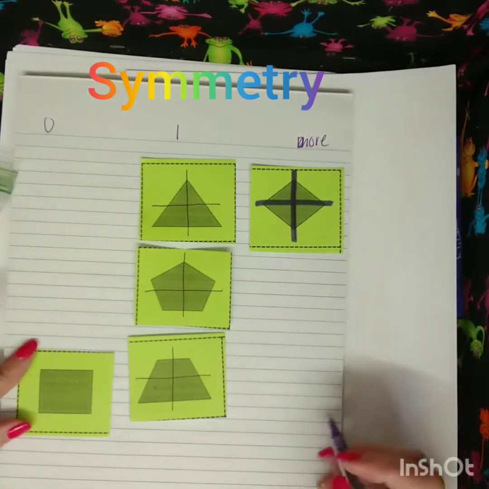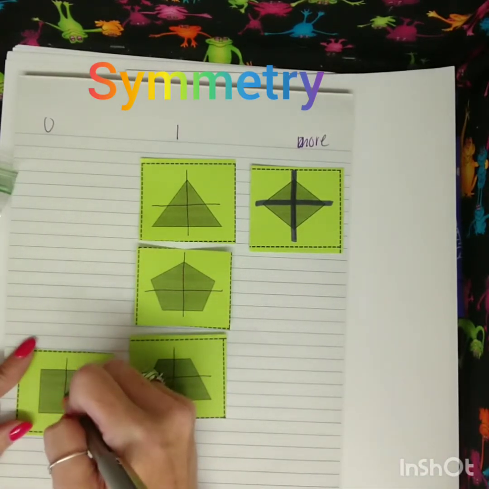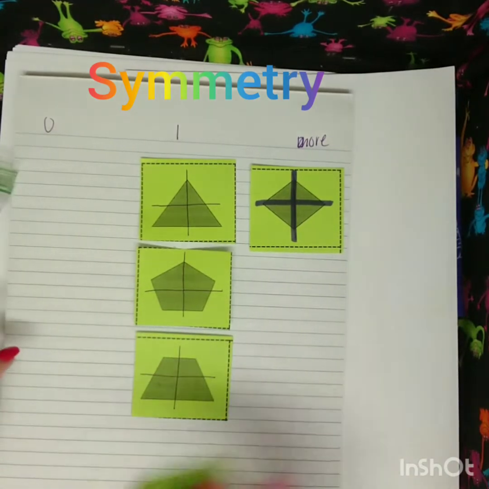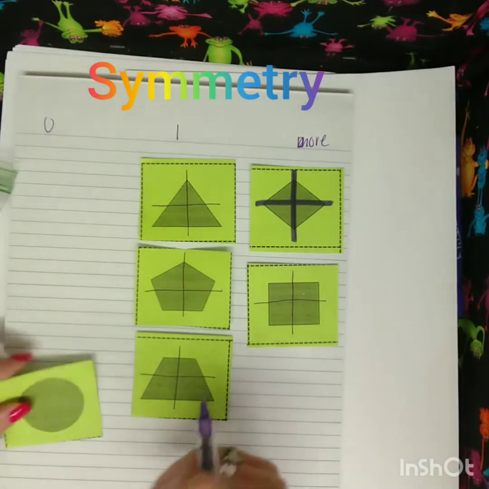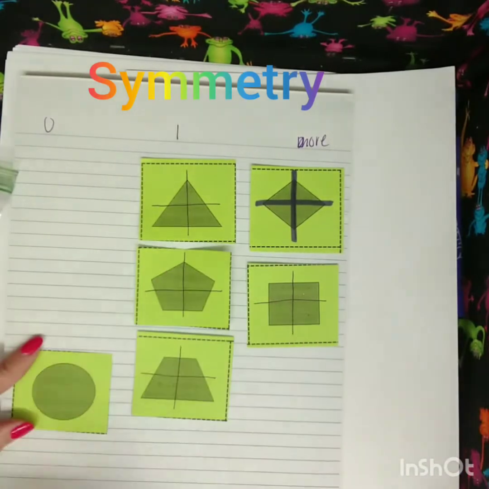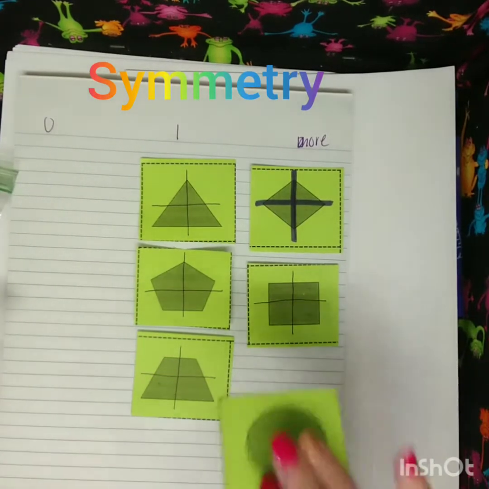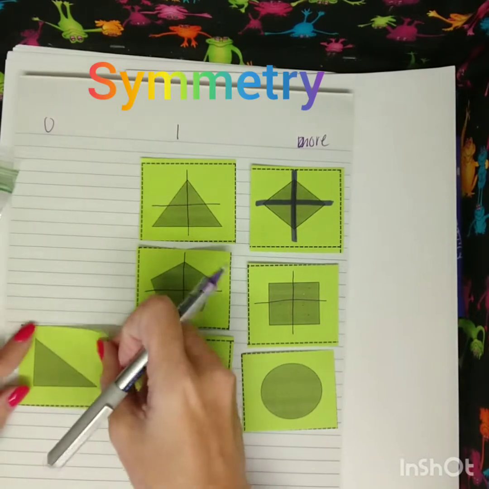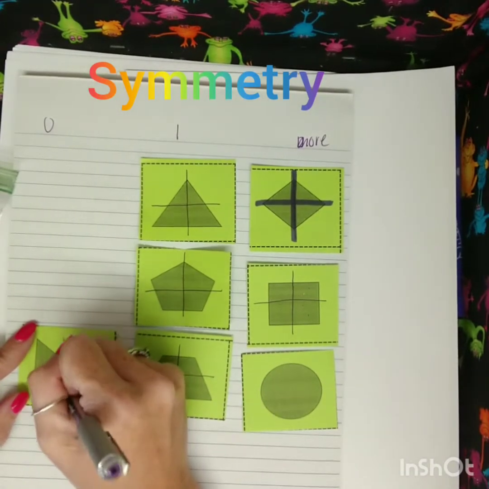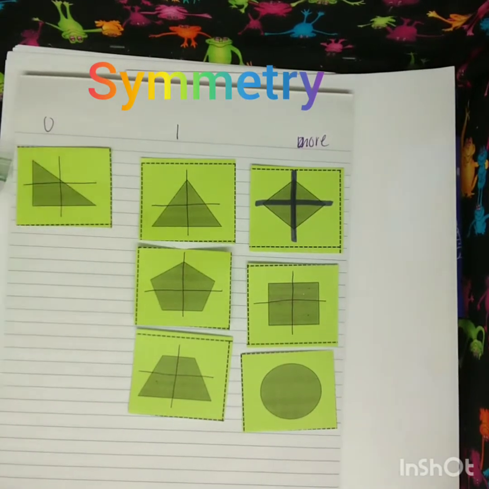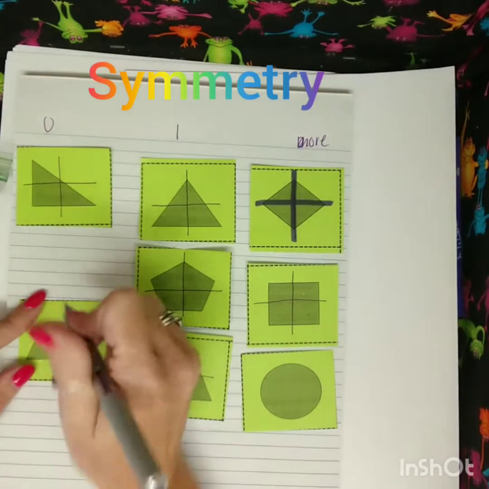Here we have this shape. Right and left look the same. Top and bottom look the same. 2. Here we have this shape. There isn't a right, left, top, bottom. And I'll tell you, circles have infinite number of lines of symmetry. You don't even have to do it. Okay, let's go to this one. Top and bottom, nope. Right and left, nope. 0.